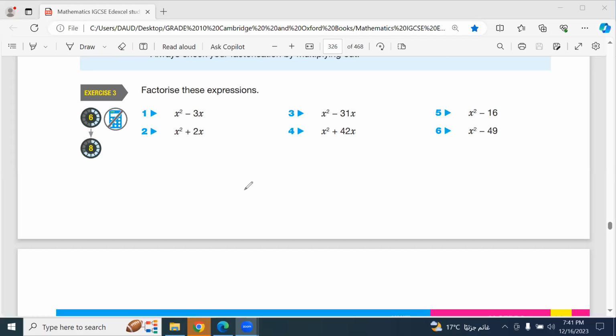Yes, viewers, today we'll discuss how to factorize these expressions. So first of all, we will see how to factorize if we have two terms.